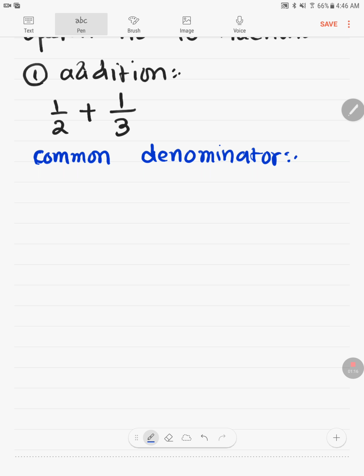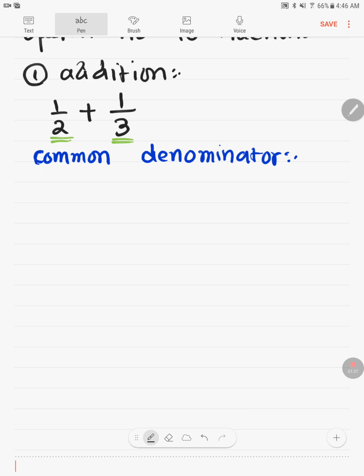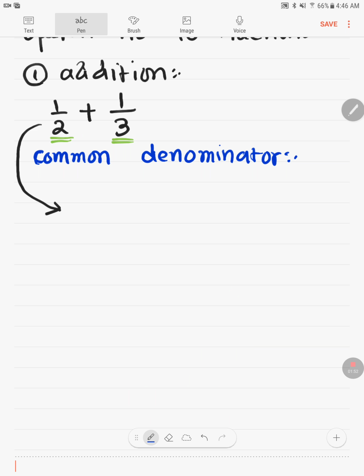Common denominator means that the denominators of the two fractions have to be the same. So how can we get the denominator to be the same? There are many ways, one of which is just multiply these two numbers, and that will be the number in the fraction. Now, let's rewrite these two fractions as fractions with 6 in the bottom.